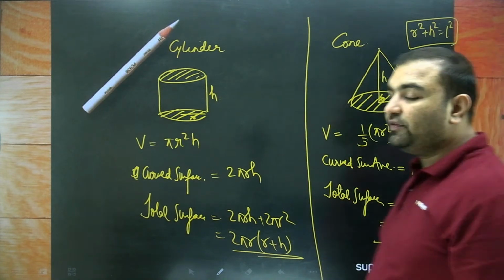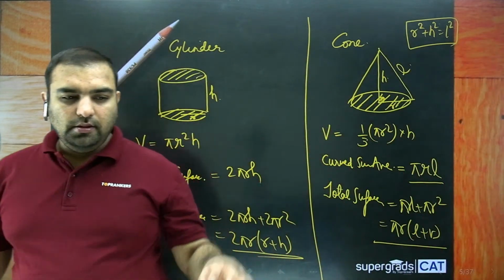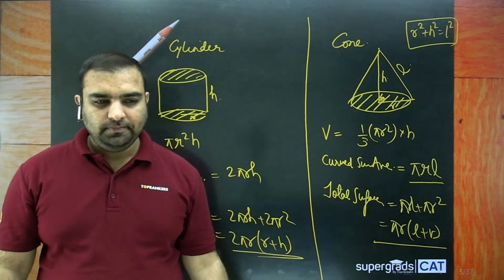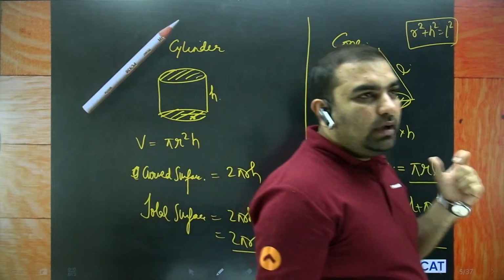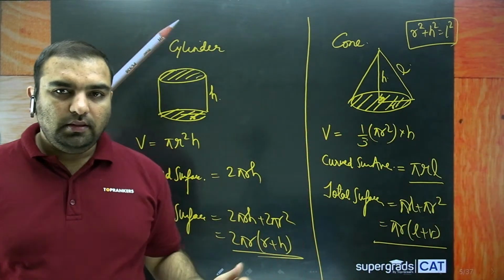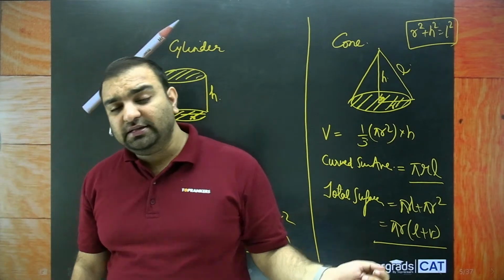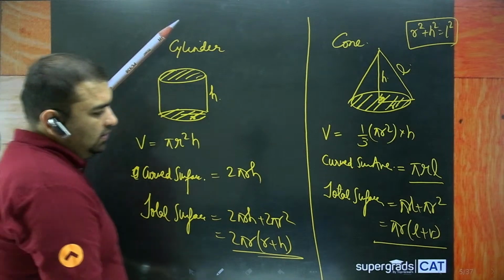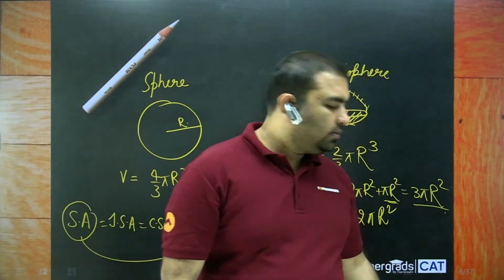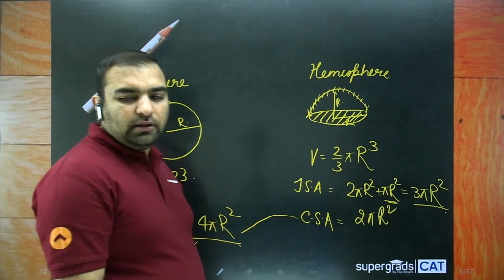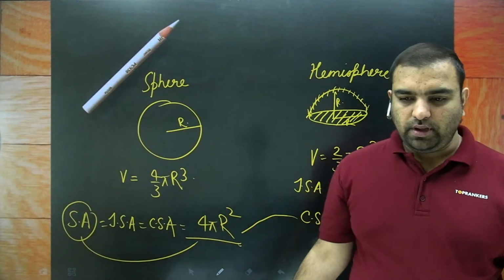Then we have come to cylinder and cone. Volume: pi r square h, and for cone 1 by 3 pi r square h. Here the curved surface area is 2 pi r h, here that is pi r l. Here total surface area is 2 pi r (r plus h), here that is pi r (l plus r). Lot of similarity. Sphere and hemisphere: 4 by 3 pi r cube and 4 pi r square.